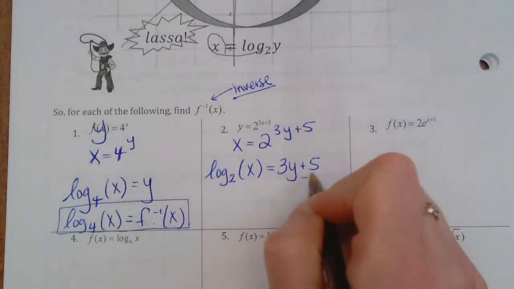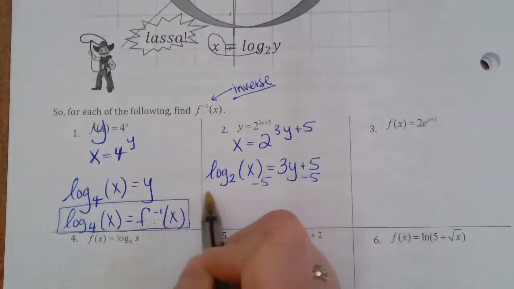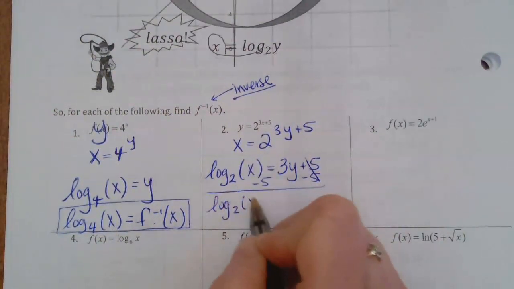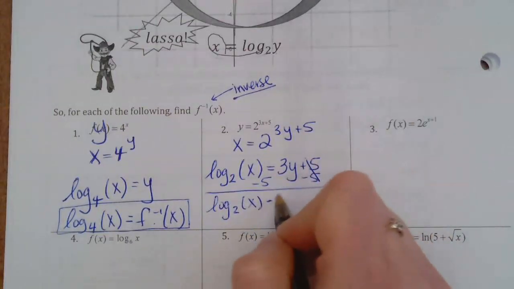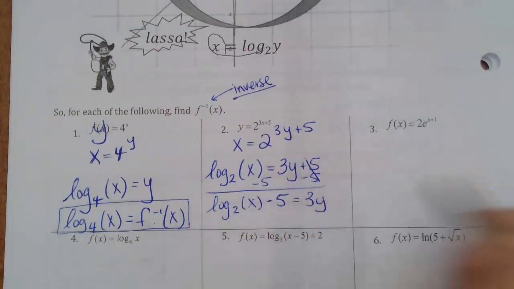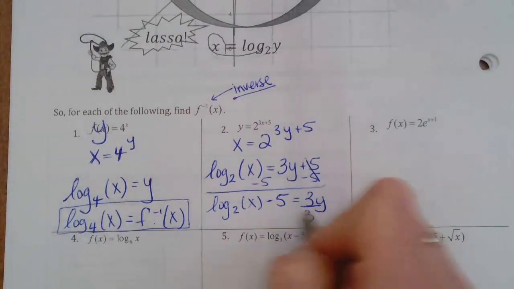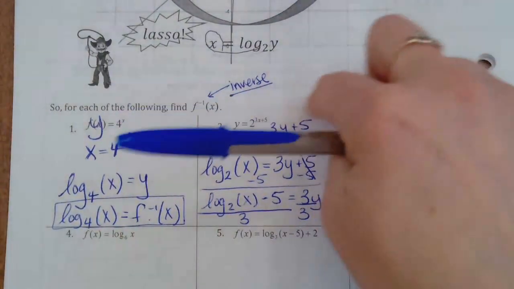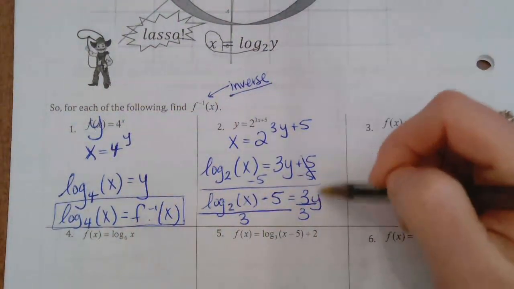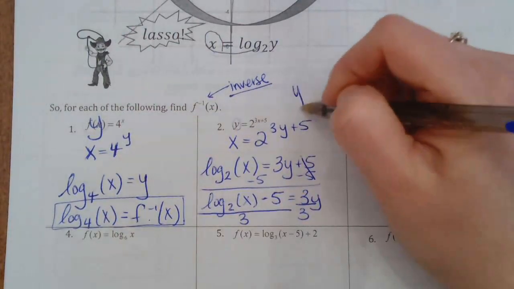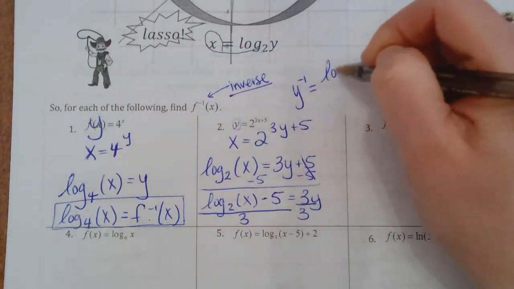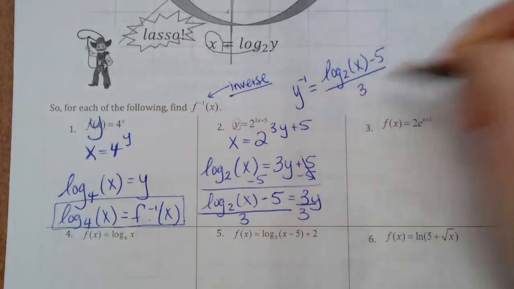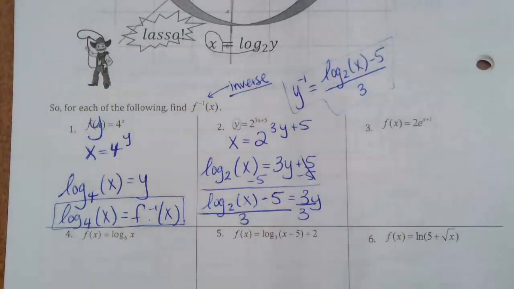So if I start by subtracting the 5, notice that when I write this, that 5 is going to be written after my log. This is log base 2 of x minus 5 equals 3y. Then divide by 3, and I'm dividing the whole thing by 3. Since I'm out of space, I'm going to write my final answer up here. Remember, the original problem was a y, so I'm going to write this as the inverse is equal to log base 2 of x minus 5, all of that divided by 3. That would be my answer for the middle one.